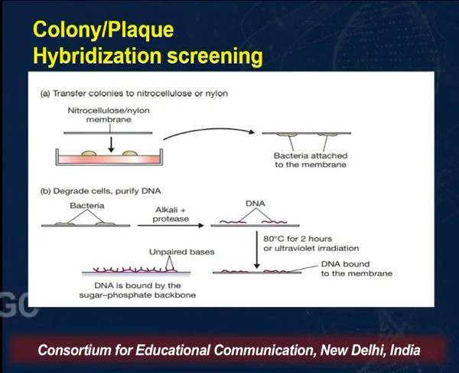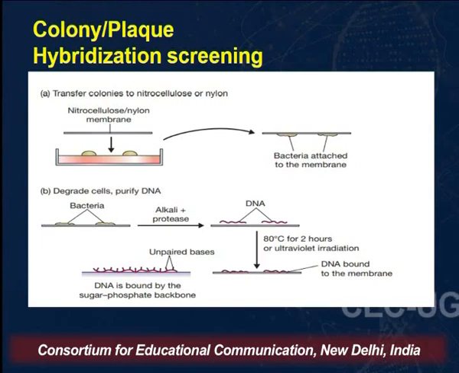Just remember that this library, as I said in the previous slide, can be a colony or a plaque. So on the plate you can have different colonies containing the bacterial cells containing the recombinant clone, or you can have plaques containing the bacteriophages containing the recombinant clones. These are the recombinant DNA. So what you do is you make a replica of this plate onto a nitrocellulose membrane.